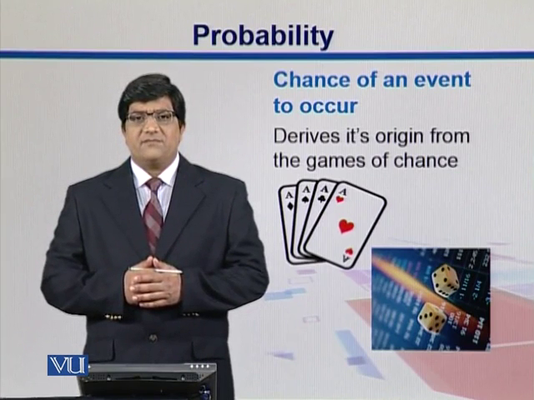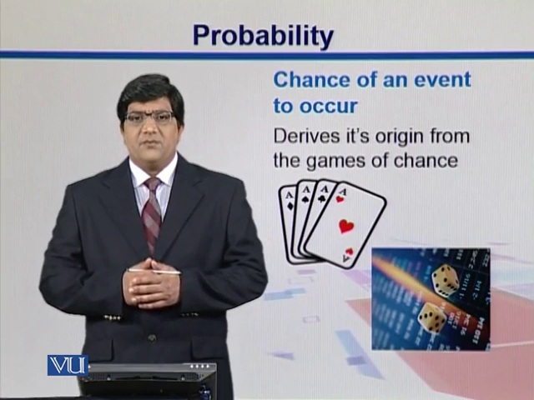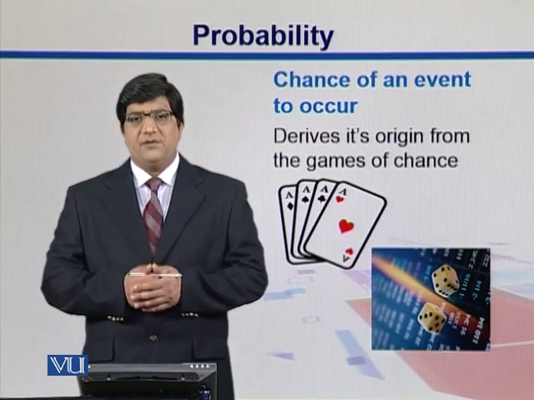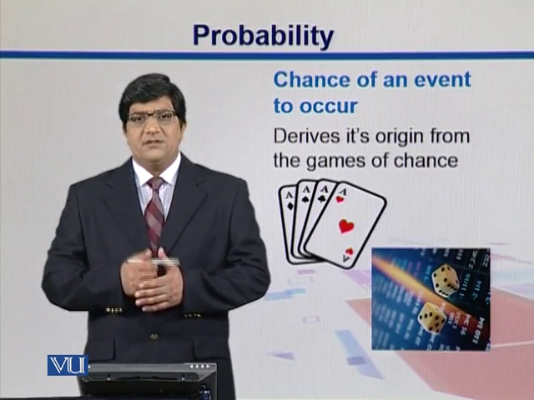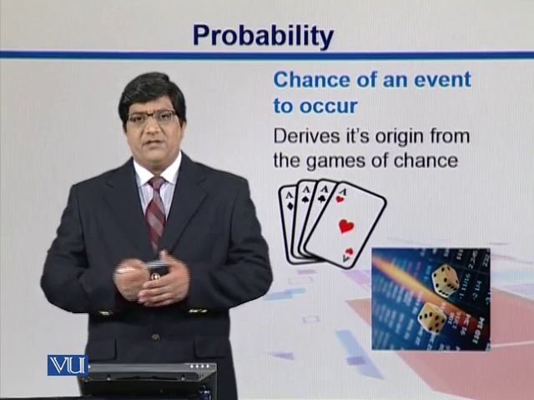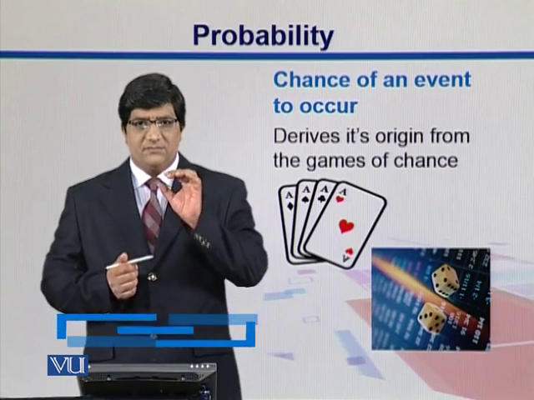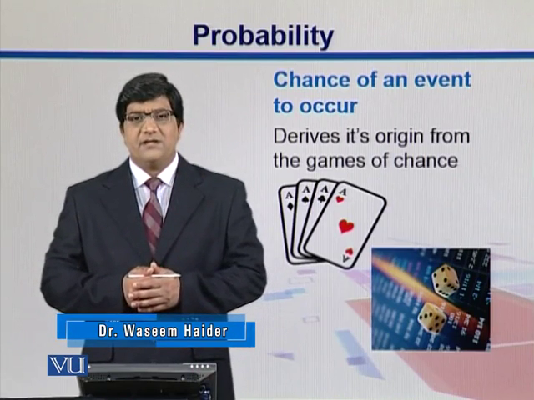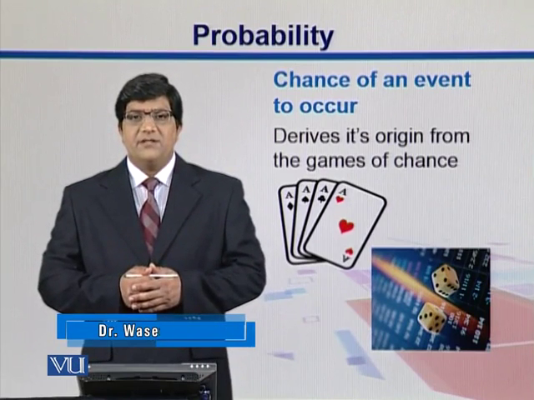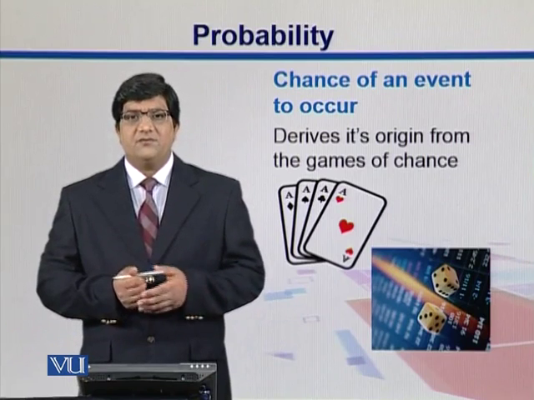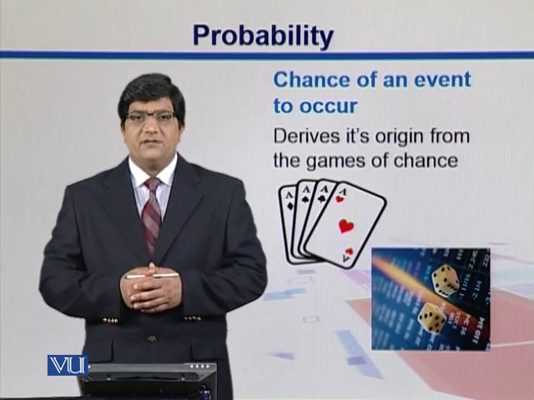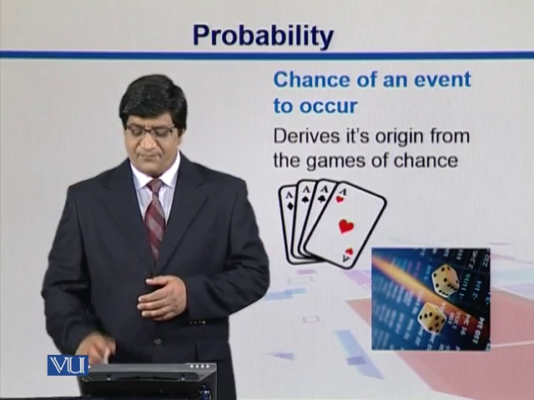Probability is the chance of an event to occur, and this field derives its origin from the games of chance. For example, playing cards or throwing dice, like you might have played Ludo. You have seen that die, which has 6 outcomes, 1 to 6, and there is a probability that you can get any number out of it. So that is a 1 out of 6 probability for each number, if that die is fair, if it is not loaded.